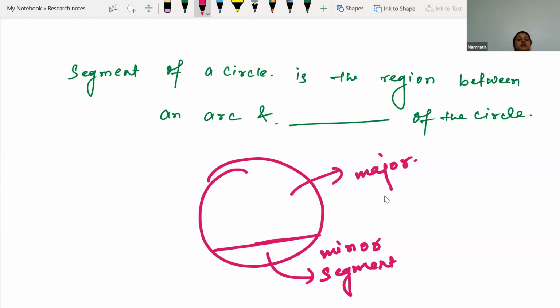So segment is the region between an arc and what? Between the arc, this curved part, and the chord of the circle. As we can see, we have to draw a chord to get the segment. So here it will be chord of the circle. Segment of a circle is a region between an arc and the chord of a circle.